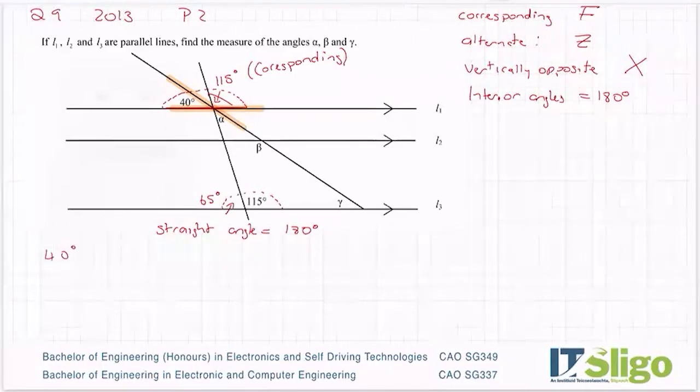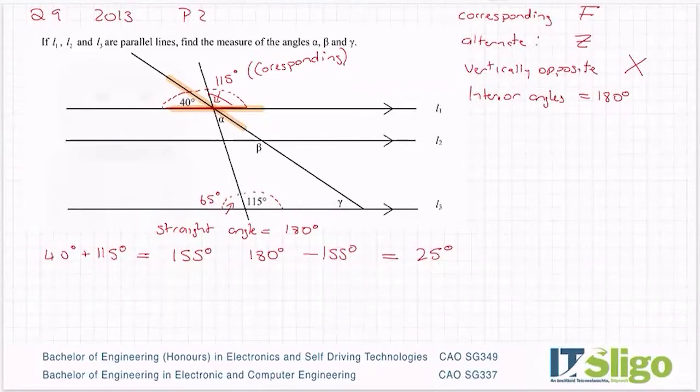So 40 degrees plus 115 degrees, and then 180 degrees minus 115 degrees is 25 degrees. So now I've worked out that angle is 25 degrees. And I'm just going to put straight angle in as the reason why I'm doing it. So therefore, alpha is equal to 25 degrees because it's vertically opposite.